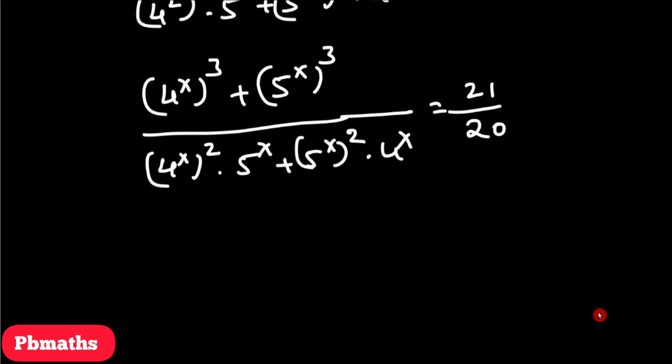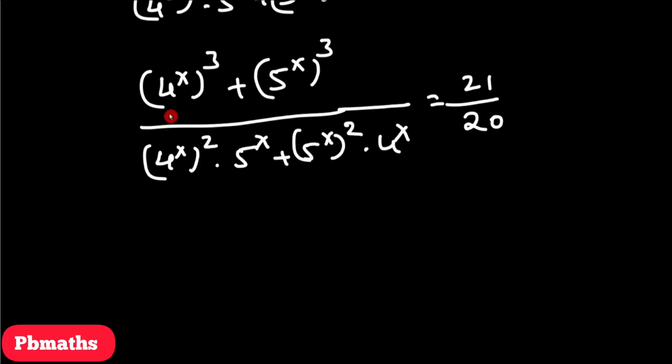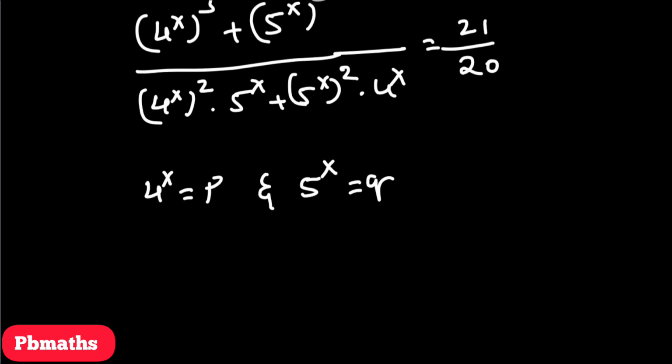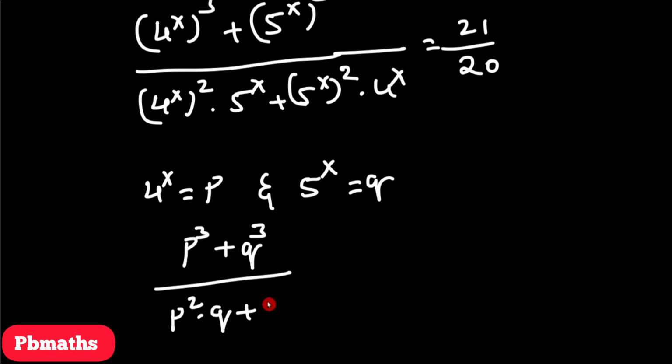Now, in this given problem, let's replace this 4^x by p and 5^x as q. Then we have (p^3 + q^3) whole divided by (p^2 q + p q^2), or we can write it as p^2 q plus p q^2, equals 21/20.